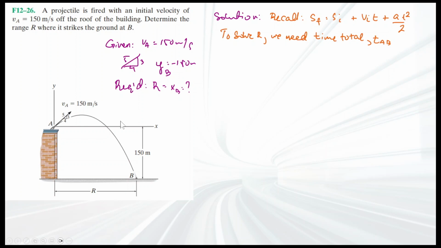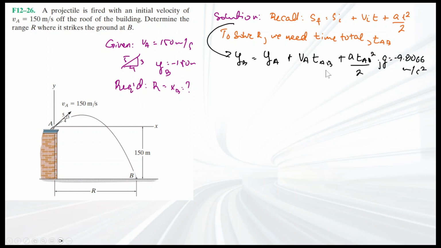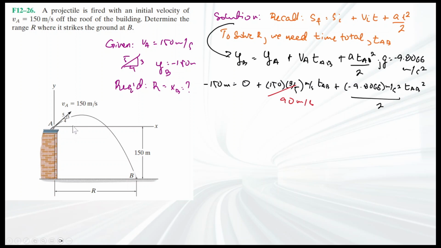So we're going to utilize the Y component, since at this position YA equals 0. So I'm going to rewrite the equation just like so. YB equals YA plus VA TAB plus AT AB squared, where G here is negative 9.8066 meters per second squared. Okay, and now we're going to substitute our known values. So YB is negative 150. YA at point A is 0. And then, of course, the vertical component of VA here is going to be VA 3 over 5, so that's going to be 90 meters per second.